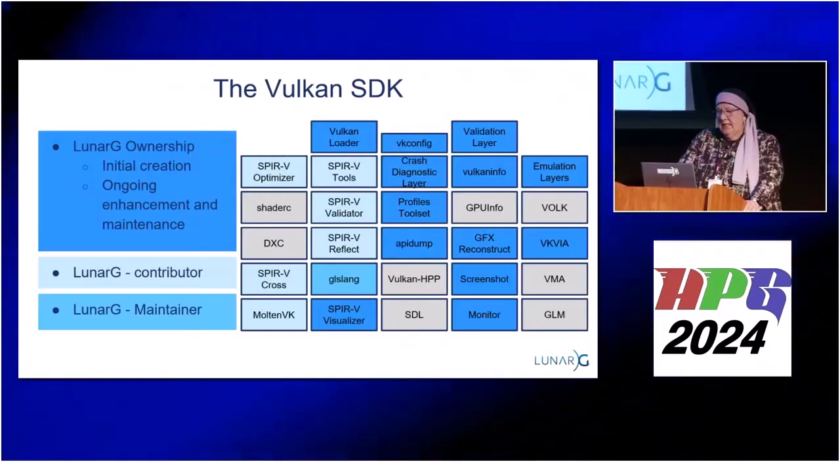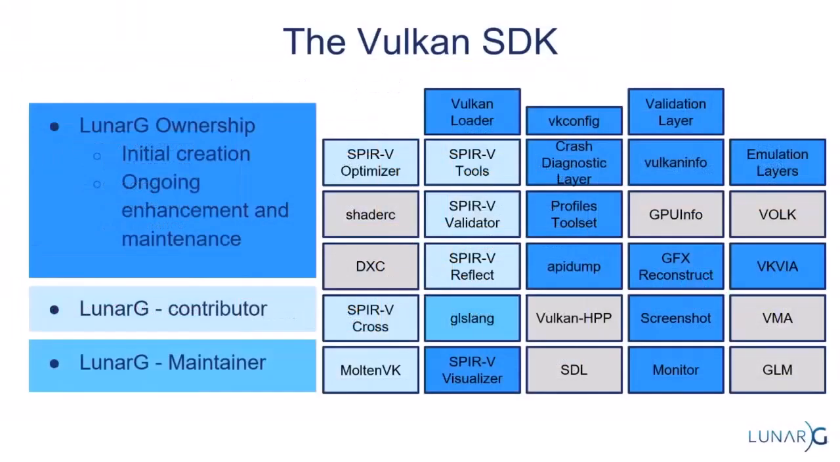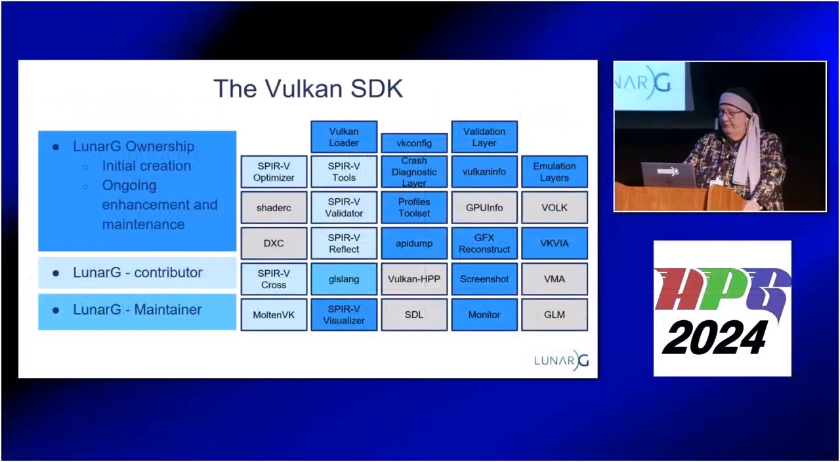So the Vulkan SDK here, the darker blue boxes, these are all things that LunarG has created and continues to enhance and maintain. The lighter blue boxes are things that we contribute to, but others in the ecosystem are the primary curators of those repositories. And then the gray boxes are things we don't really contribute to today, but this just shows you that we are pulling in tools from the ecosystem that others are responsible for creating and maintaining.